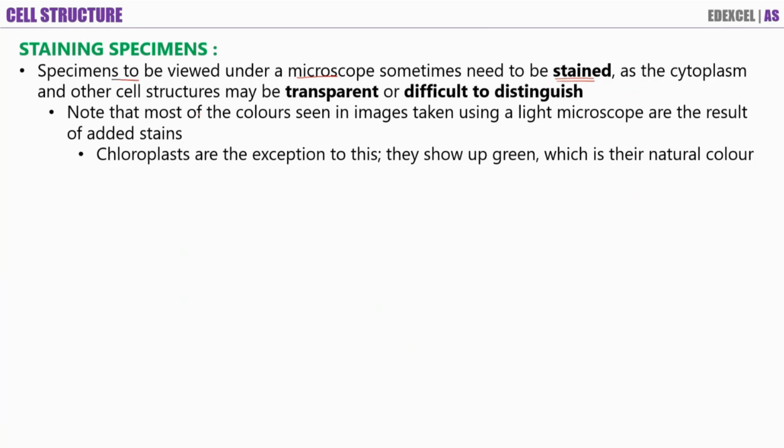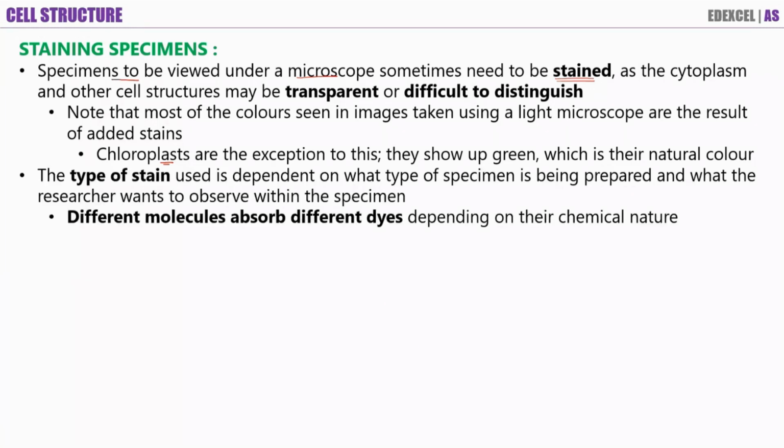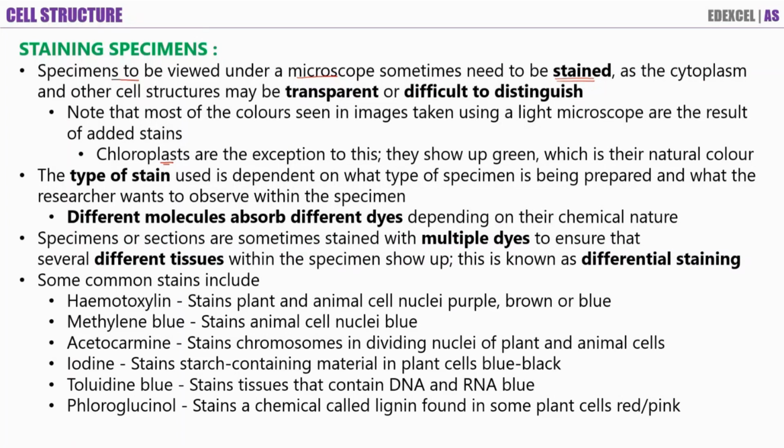So specimens that need to be viewed under a light microscope sometimes need to be stained, right? The colors that we see in a microscope are not the actual color of the cell organelle, except in a few cases, like for example chloroplast. When we see chloroplast under a microscope, they are green, and their actual color is also green. But for other cell organelles, we get some other kinds of colors. Some examples are given over here. Just remember the names of those examples.